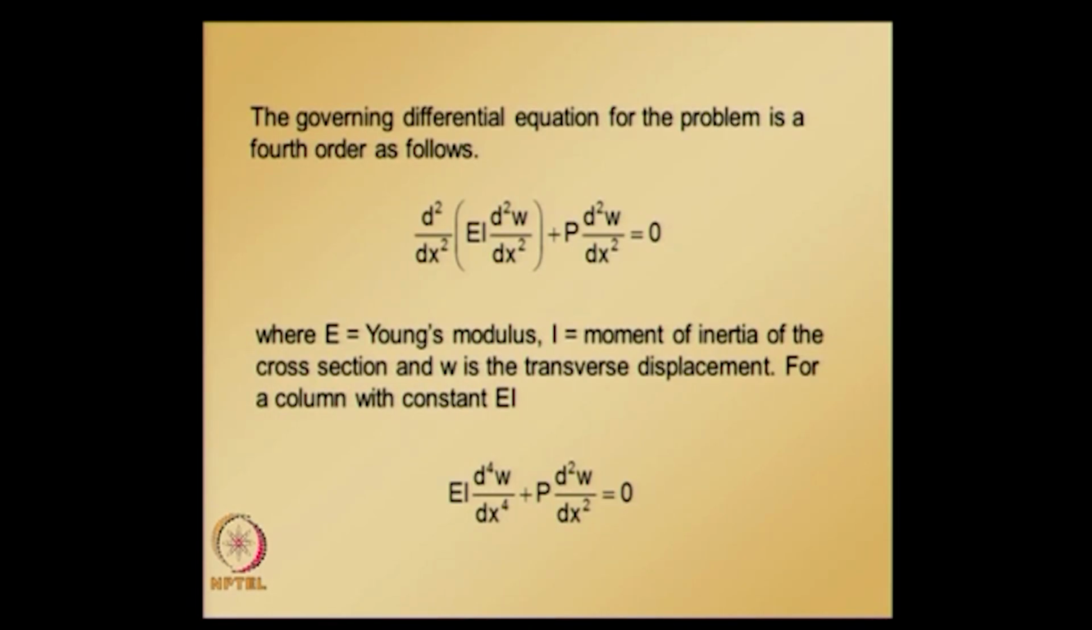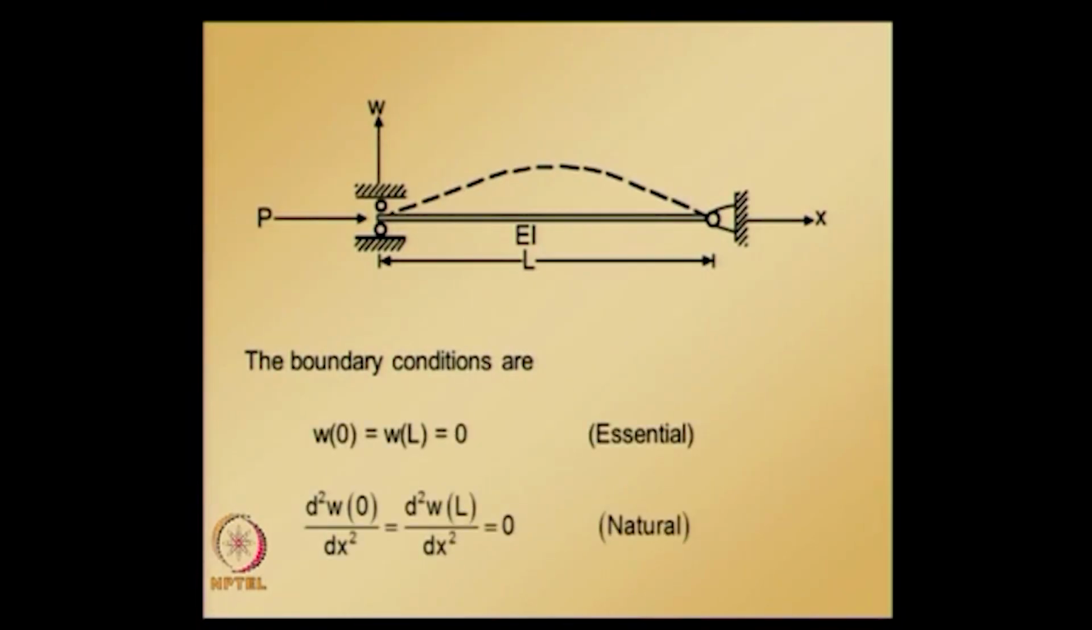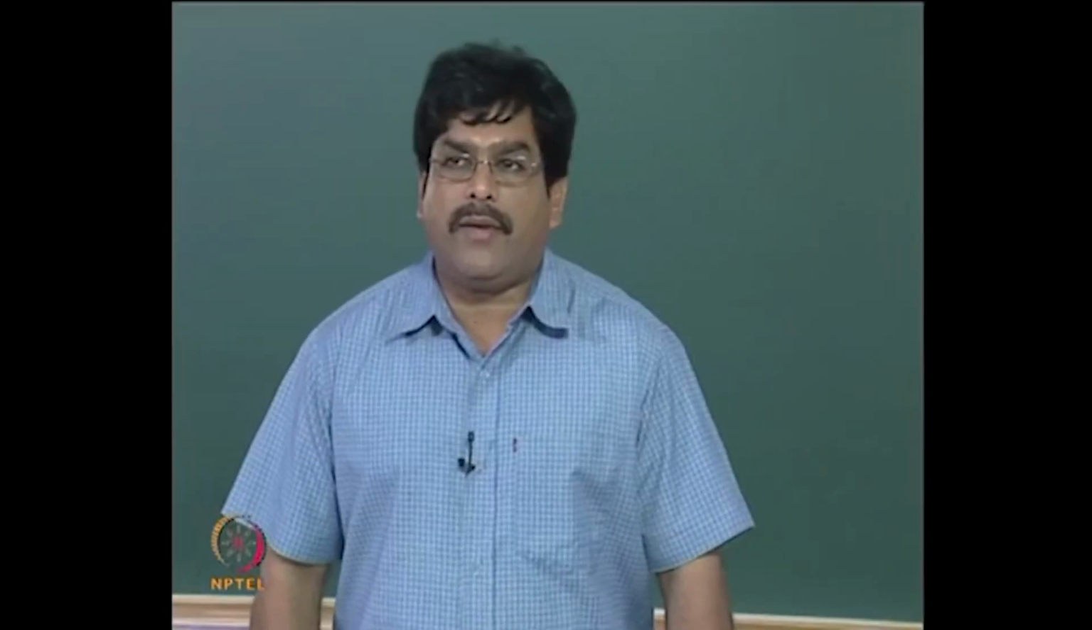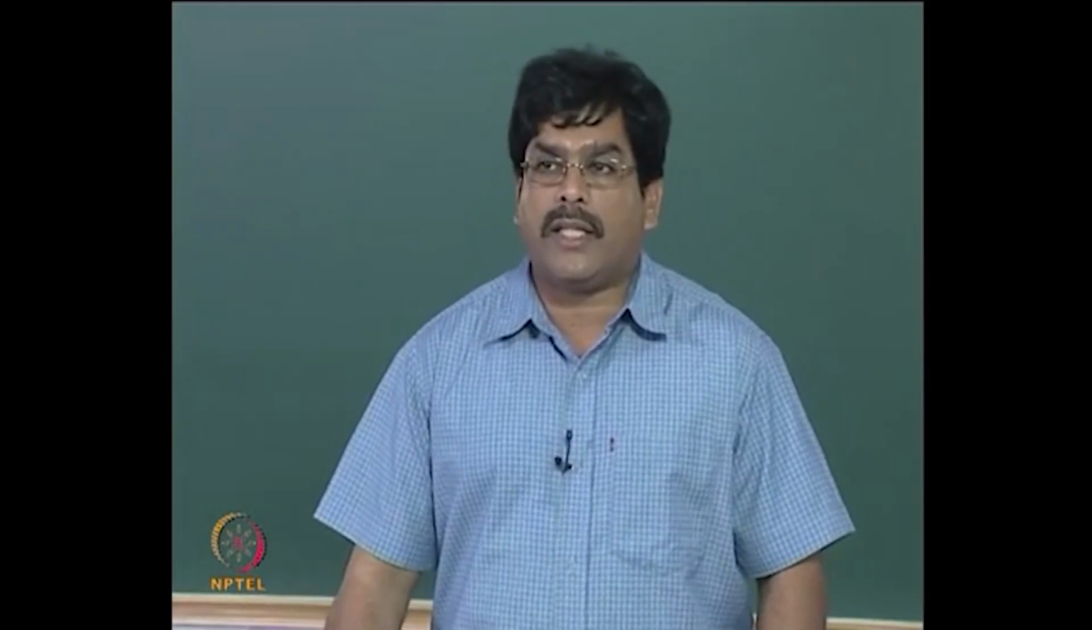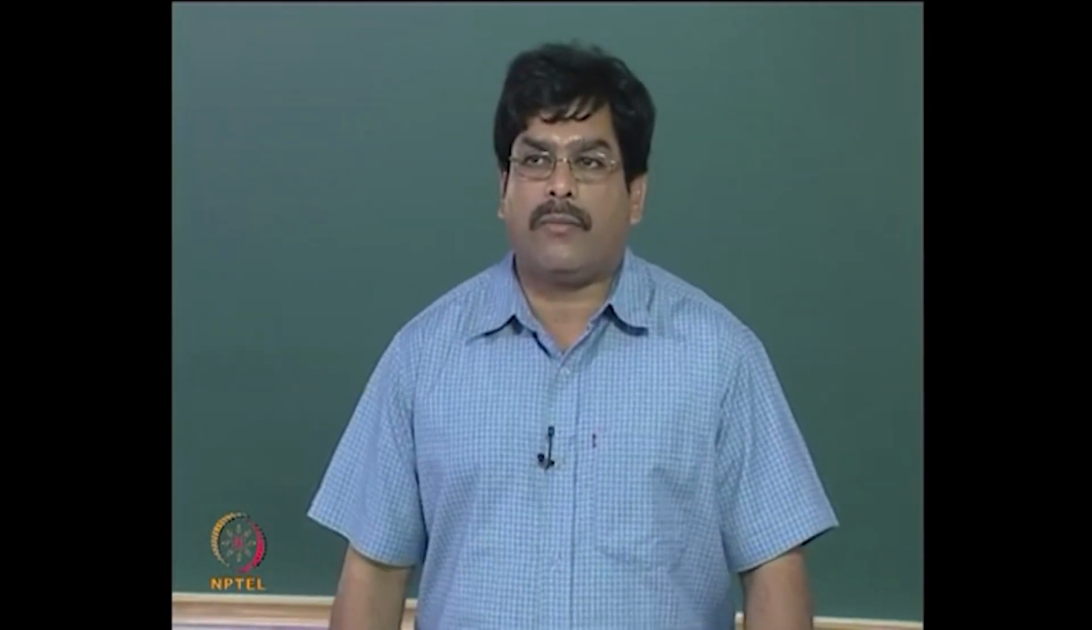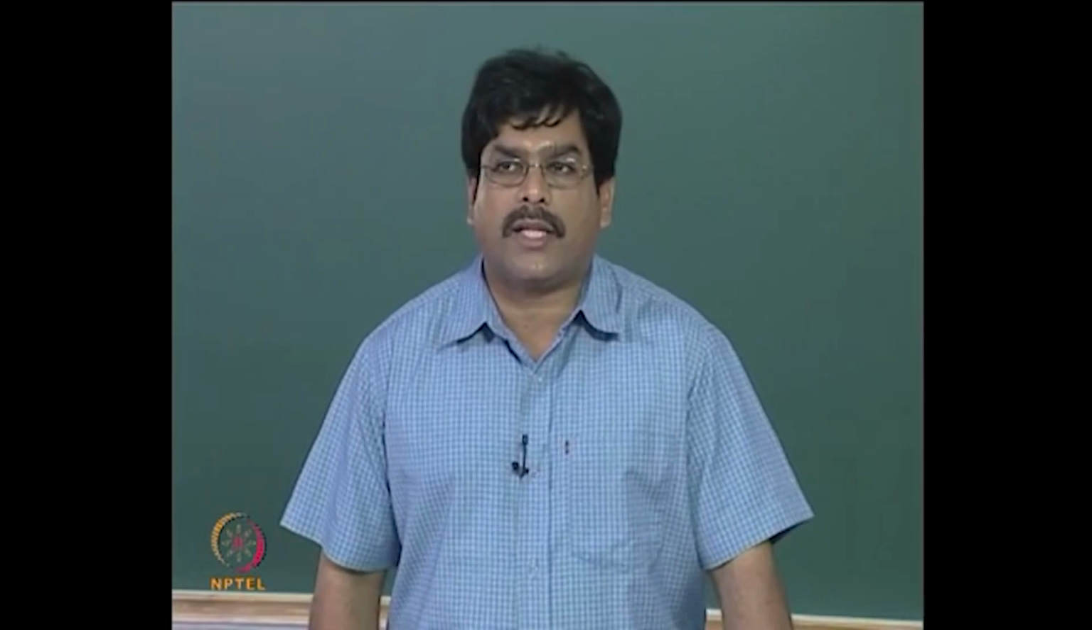So now let us look at the boundary conditions. Since we are dealing with a simply supported column, the transverse displacement at both ends is going to be 0 and also the curvature at both ends is equal to 0. That can be written mathematically like this, and it can be easily verified that the first set of boundary conditions are essential and the second set of boundary conditions are natural, because the first set are 0th order equations and the second set are second order equations.